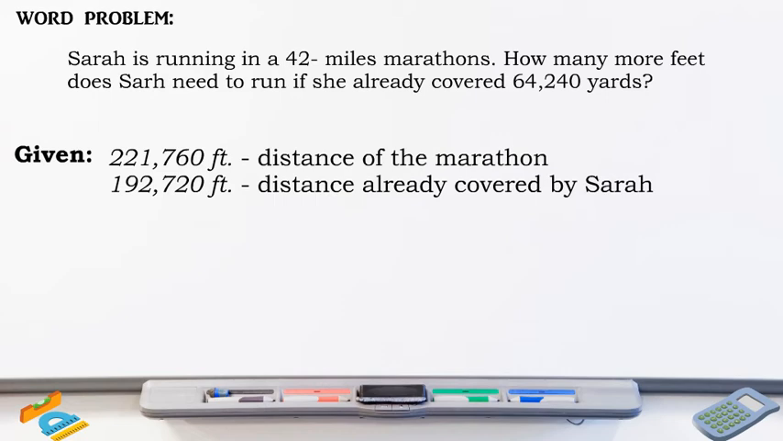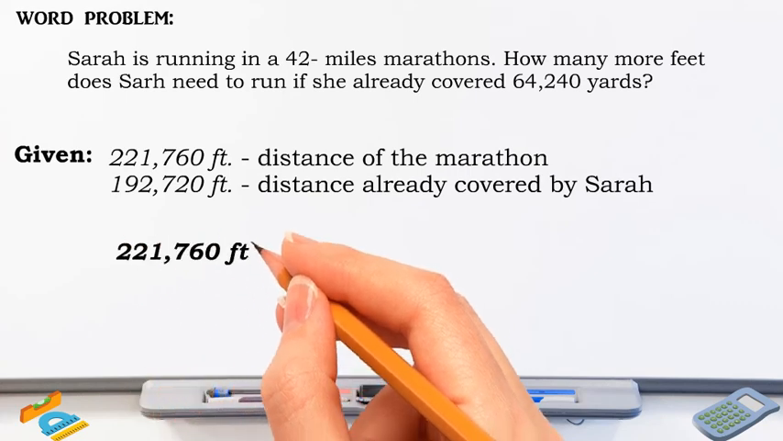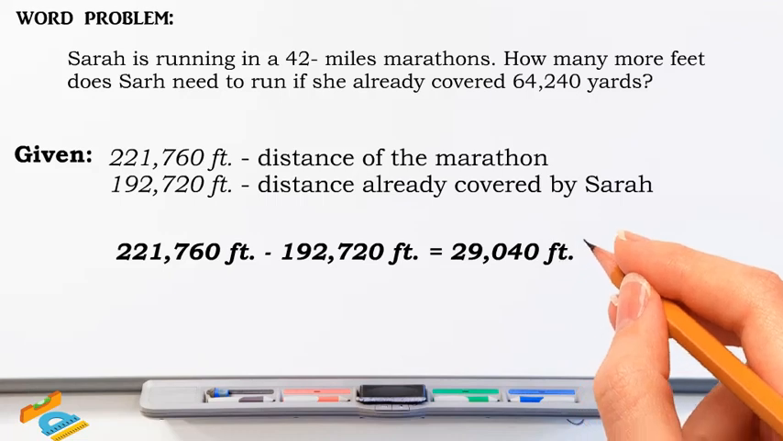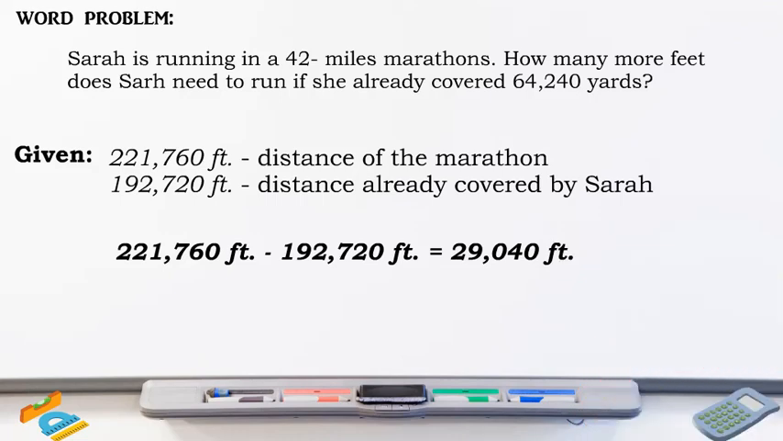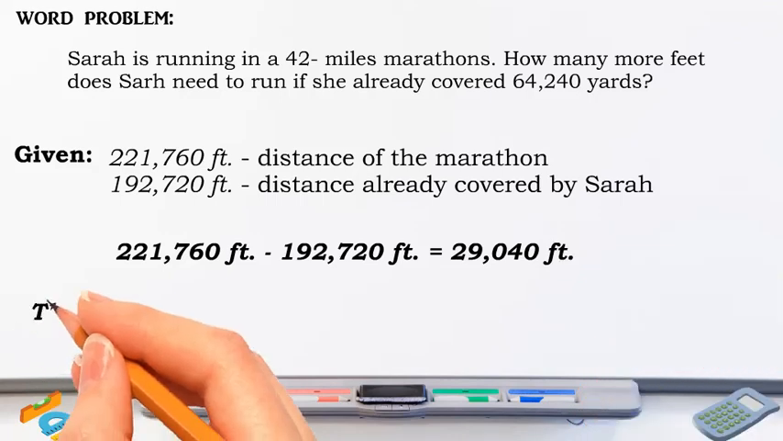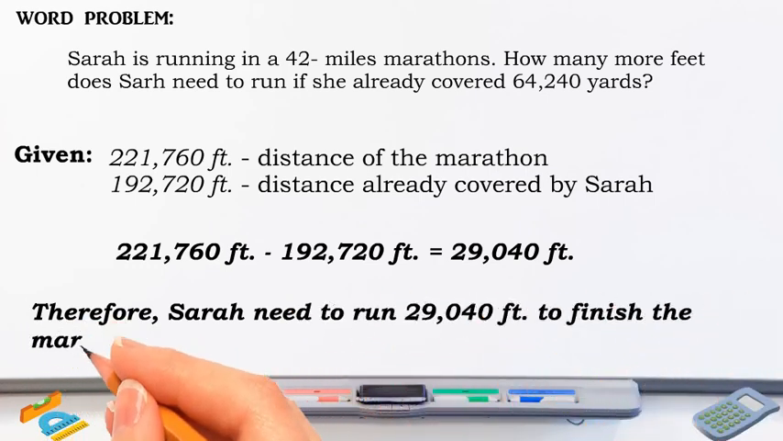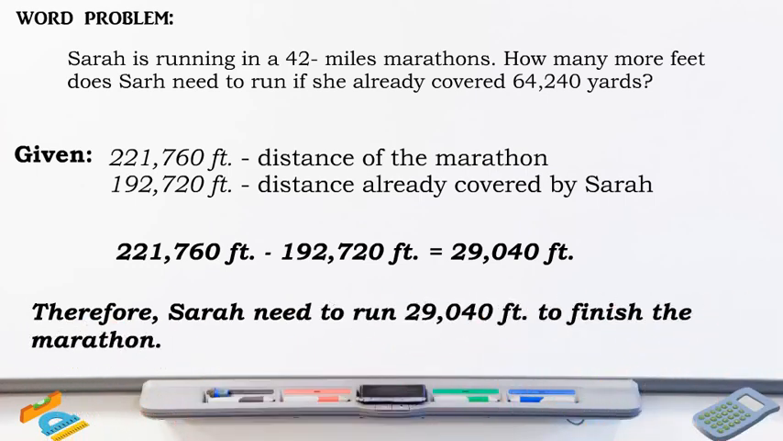We already converted the given value into the units of feet, and it's time to answer the question in the problem. We can just directly subtract the distance of the marathon Sarah is running to the distance already covered by Sarah. We've got 221,760 feet minus 192,720 feet, and it is equal to 29,040 feet. Therefore, Sarah needs to run 29,040 feet to finish the marathon.